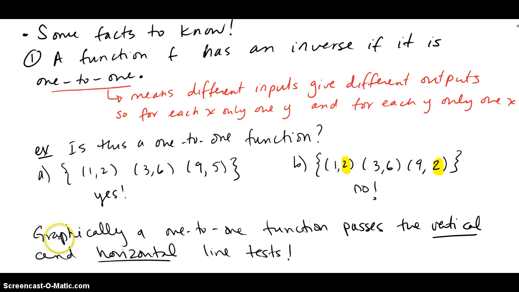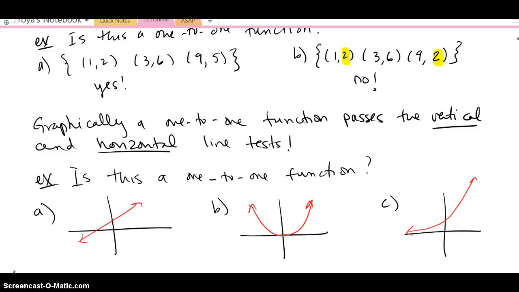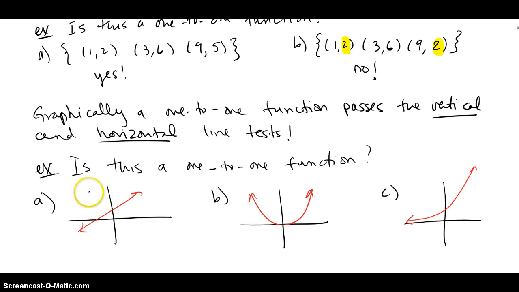Also important to keep in mind that graphically a 1-to-1 function passes not only the vertical line test because it's a function, but also the horizontal line test because now it's a stricter function where x's and y's completely have different partners associated with them, you can say. Let's look at these and see if they are 1-to-1 functions. It passes the vertical line test because it's a function, so it will pass that for sure. Now it has to pass the horizontal line test for it to be a 1-to-1 function.